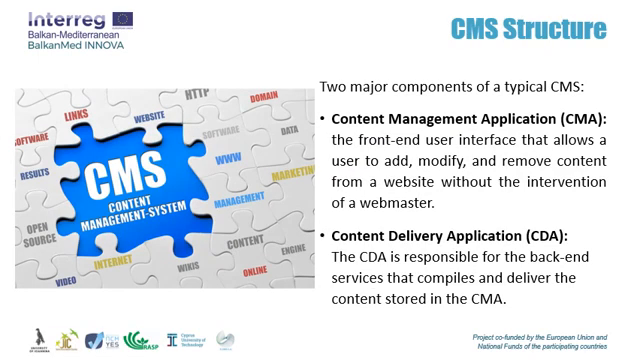A content management system typically has two major components. A content management application, called CMA, as the front-end user interface that allows a user, even with limited expertise, to add, modify, and remove content from a website without the intervention of a webmaster and without ever needing to have knowledge of HTML or programming languages. A content delivery application, called CDA. The CDA is responsible for the back-end services that compiles and deliver the content stored in the CMA.